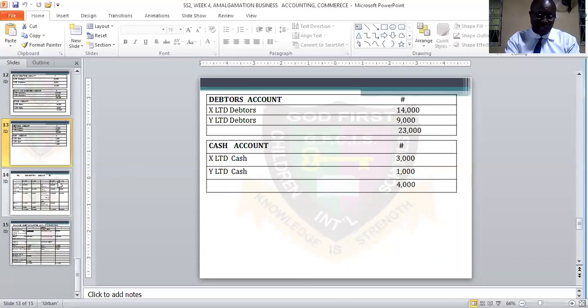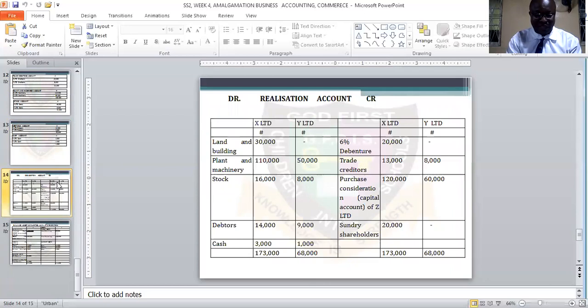Then let us look at the revaluation account now. Revaluation, or you can call it realization account, it's still the same thing. Revaluation or realization account. We have for S Limited here and Y Limited here, for both debit side and credit side.